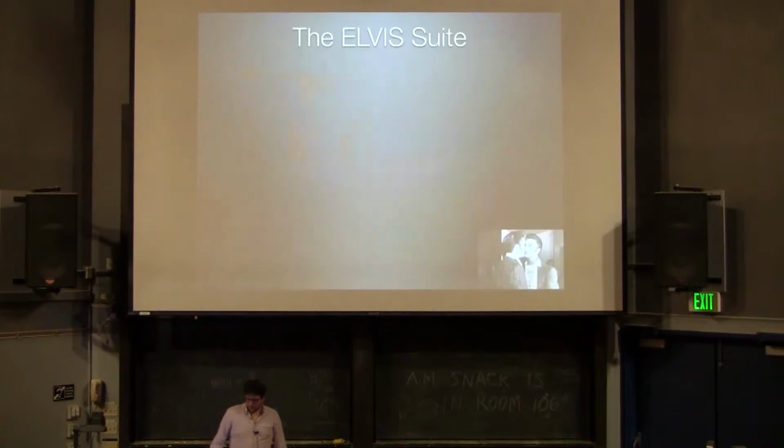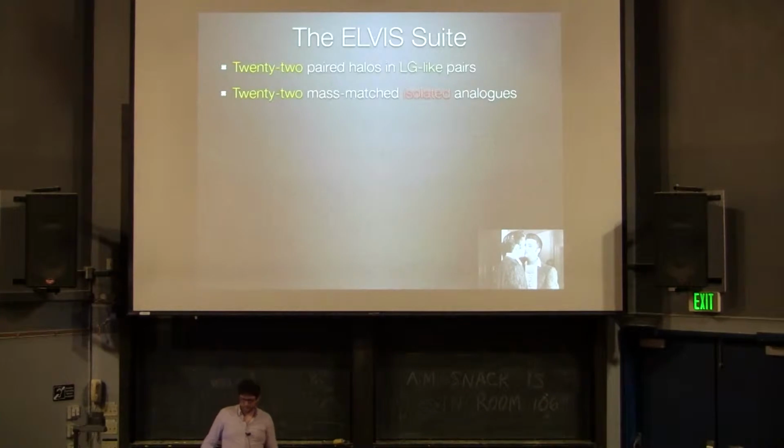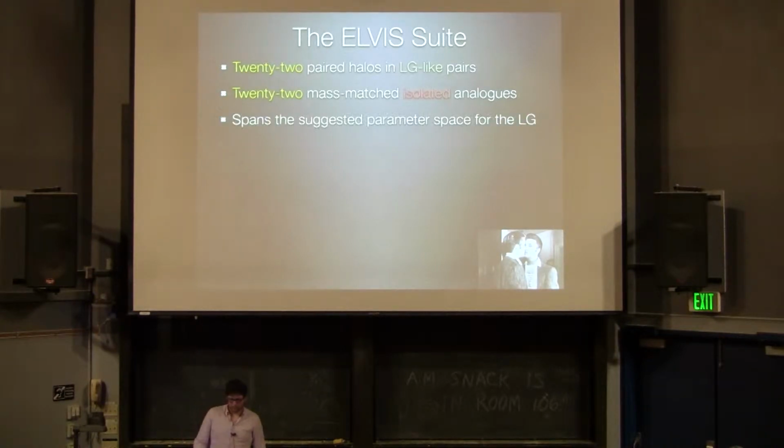So with that in mind, we decided to create the Elvis suite, which stands for Exploring the Local Volume in Simulations. The Elvis suite is made up of 44 dark matter-only halos in zoom-in simulations. 22 of them are in a paired configuration similar to the Local Group. The other 22 are mass-matched isolated analogs. It spans roughly the suggested parameter space for the Local Group.